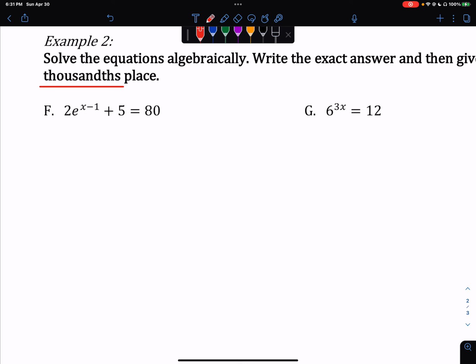So letter F here: 2 to the power of 2 times e to the power of x minus 1, plus 5, equals 80. So first thing, we notice that the variable is in the exponent with the base of e. And it's important to know that it's with e only, not with 2e. The 2 is separated. If the 2 and the e were together, they would have to be in parentheses. Not having parentheses means it's only with the thing next to it, which is the e. So we've got to get rid of everything else outside of it first. That's going to be the last thing to go.